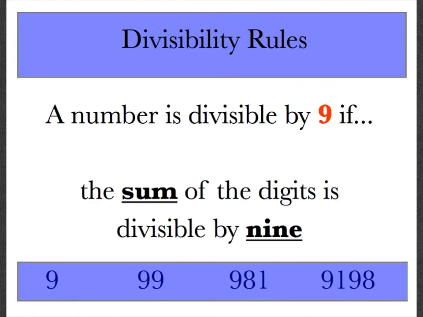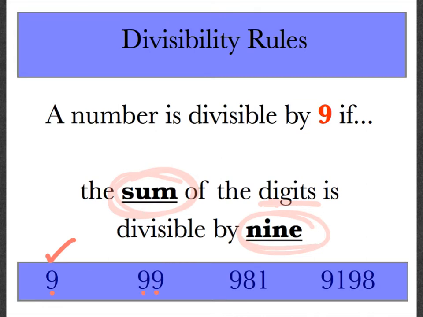The next one is 9. This one's really similar to 3 because we are going to talk about the sum of the digits, but this time it has to be divisible by 9. So now 9 does go into 9, so that one's divisible by 9. If we look at the next one, we're going to add this up. So 9 plus 9 is 18.